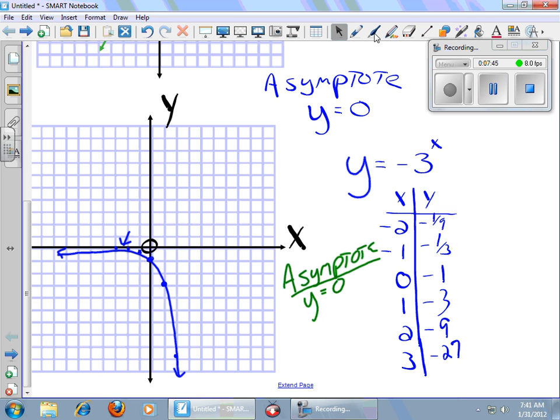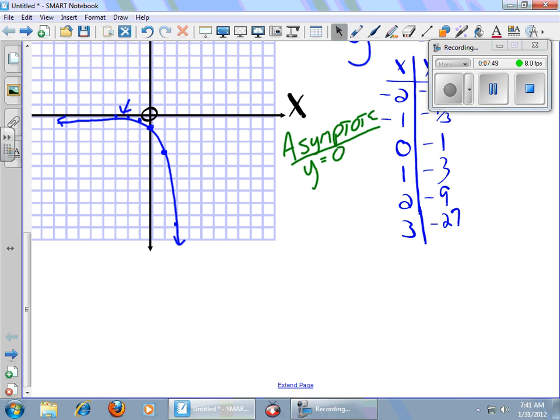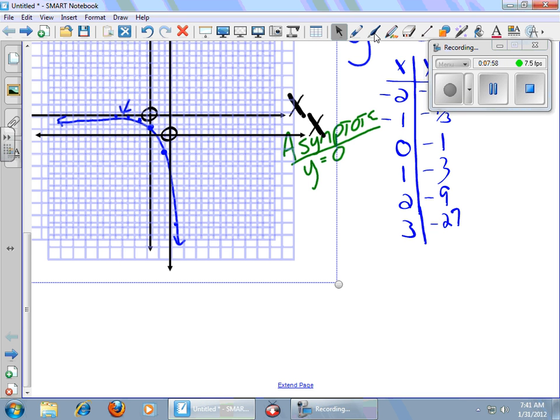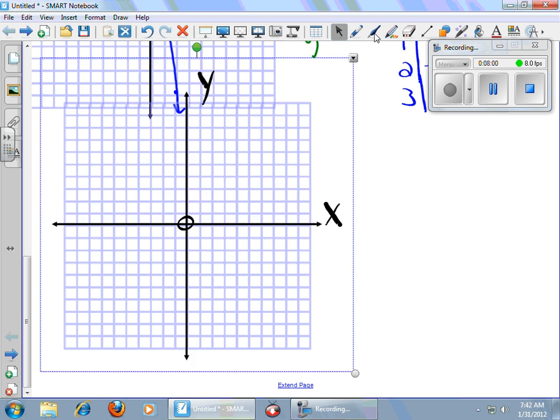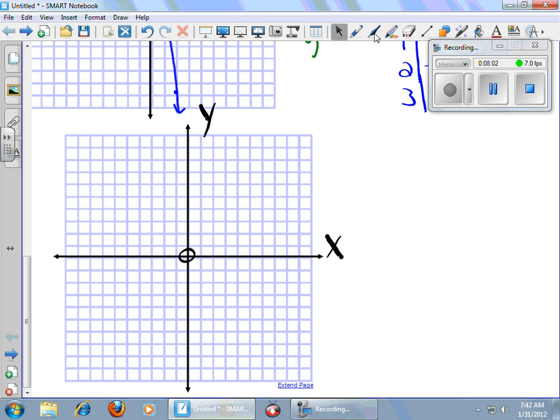Now, some of you are thinking, oh, it's always going to be y equals 0. No, of course it's not. There are no shortcuts in math. You have to stop and think about what's happening. Let's see one where the asymptote is not the x-axis. Okay, let's try this one.